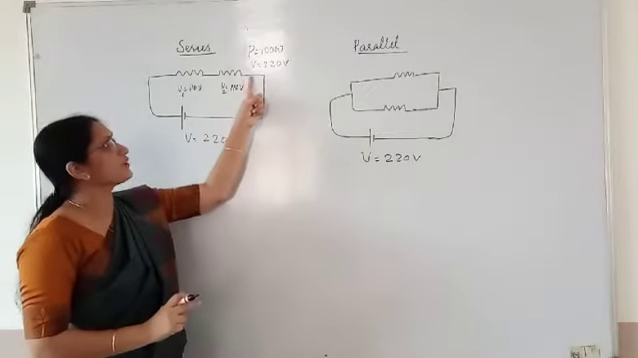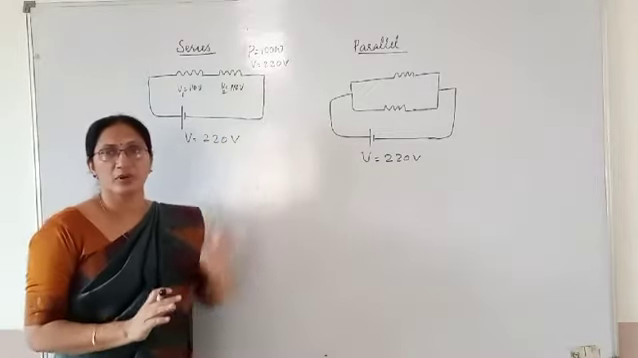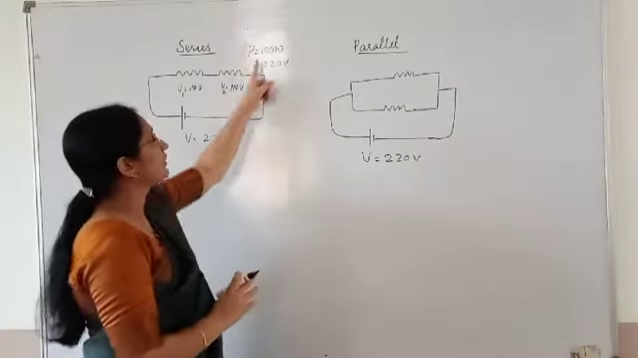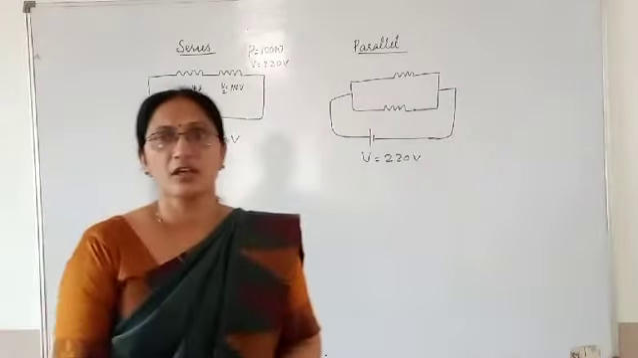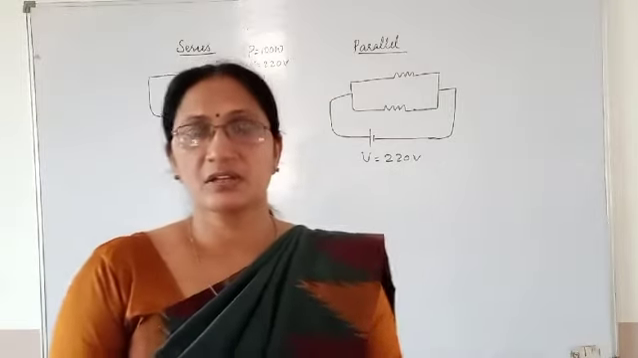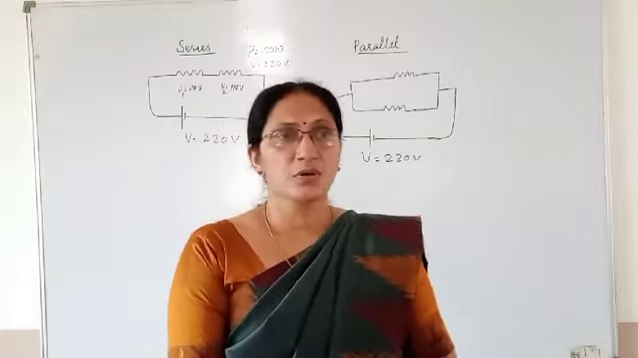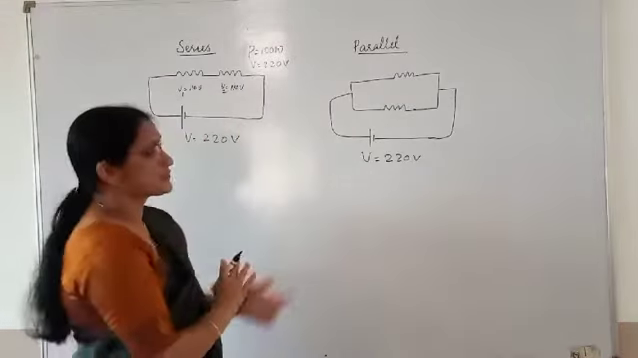So look at the case of this bulb. Is it getting the required voltage? No. That means this bulb can't have the efficiency of 100 watt. If you increase the number of bulbs, the voltage is reduced again. So that is the case of a series circuit.